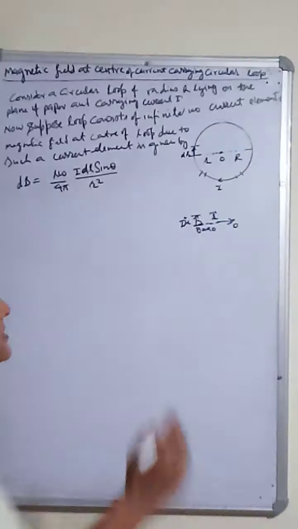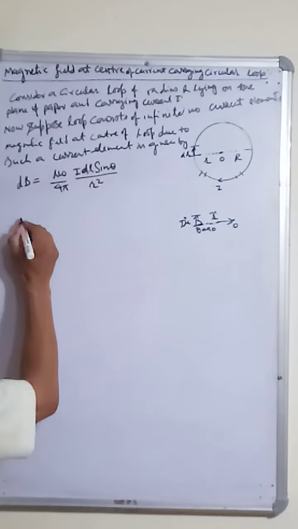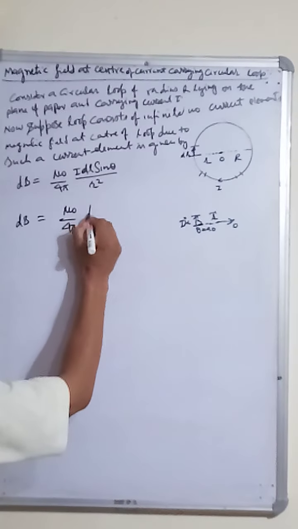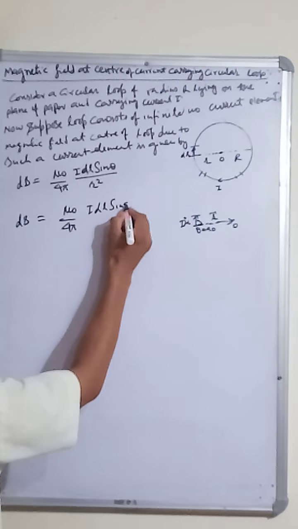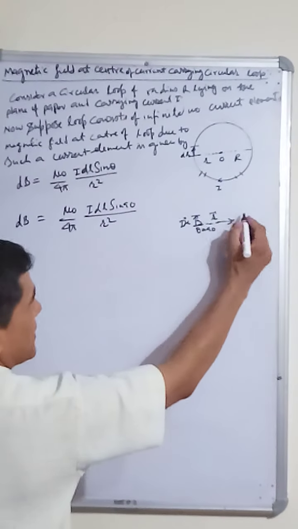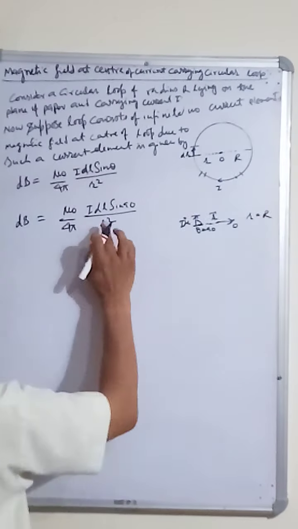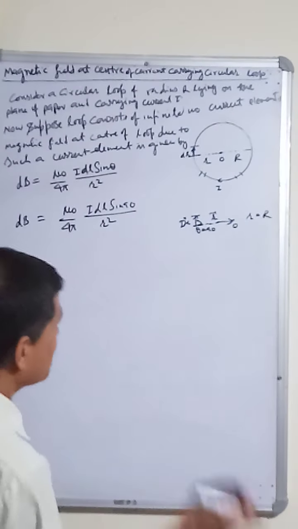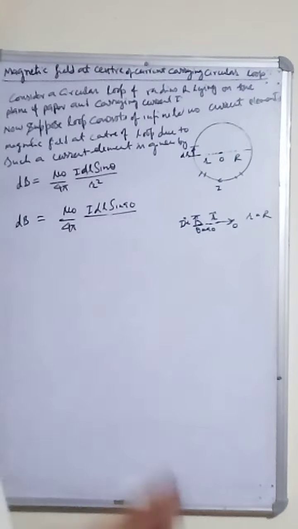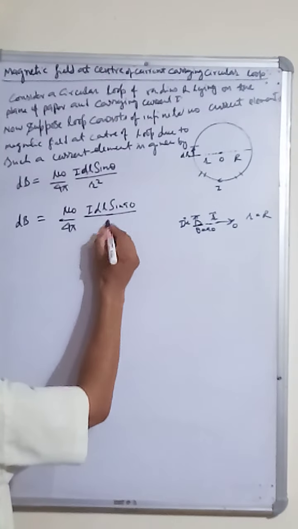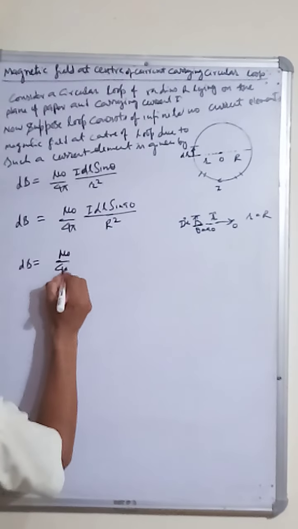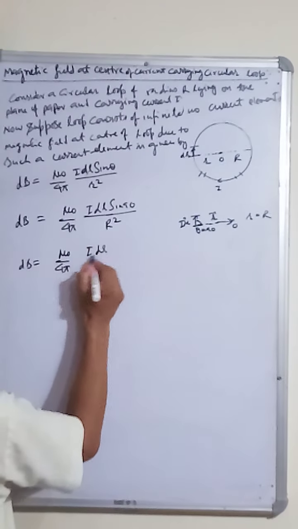So dB is equal to mu naught over 4 pi, I dl sin 90 over r square. In place of r square, here r is equal to the radius of the circular path. So now dB is equal to mu naught over 4 pi, I dl sin 90 over r square.